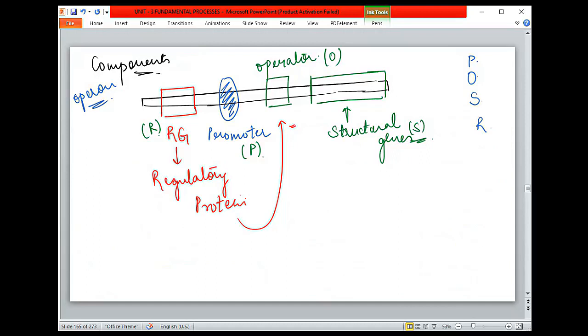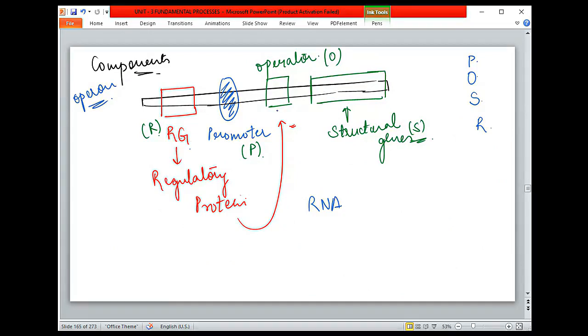Now the promoter is free, the operator is free, because if any inhibitor comes and binds to the operator, what will happen? The promoter won't be able to do its functionality. Reason being, the RNA polymerase has to have a smooth road for moving ahead and transcribing.